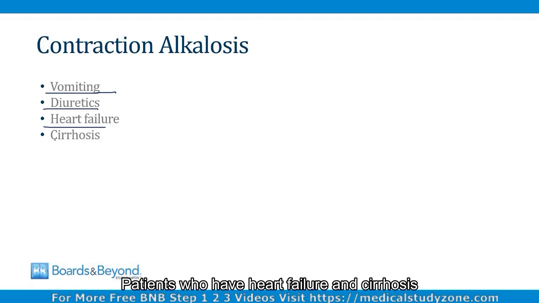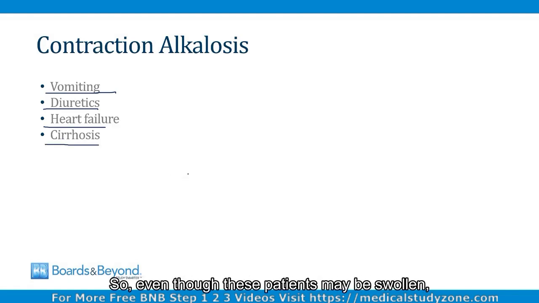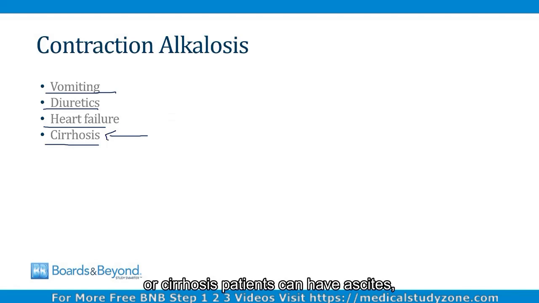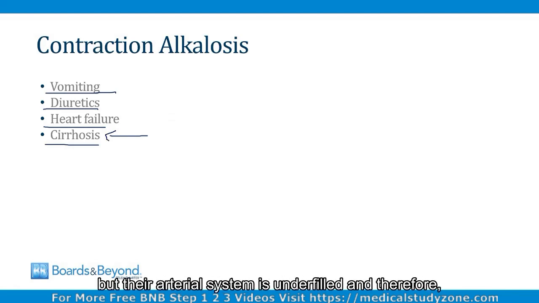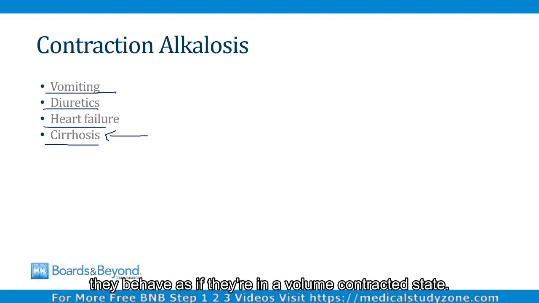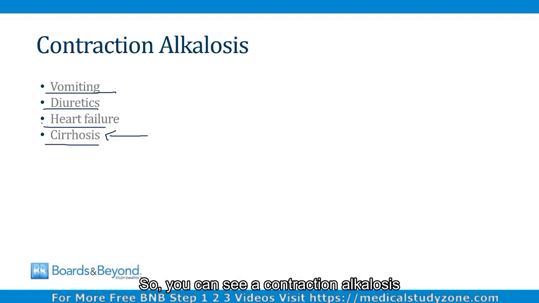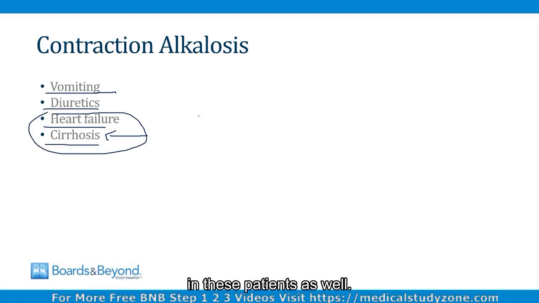Patients who have heart failure and cirrhosis have low effective circulating volume. So even though these patients may be swollen, heart failure patients can have edema, or cirrhosis patients can have ascites, they have total body fluid excess, but their arterial system is underfilled, and therefore they behave as if they're in a volume contracted state. So you can see a contraction alkalosis in these patients as well.